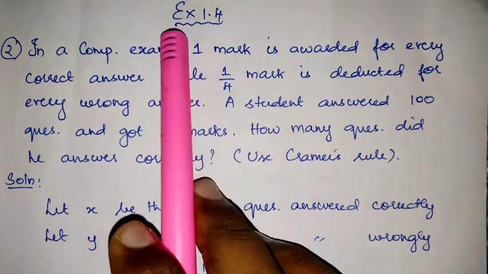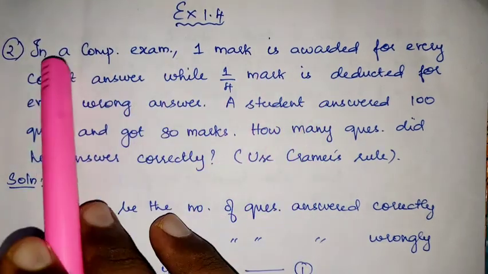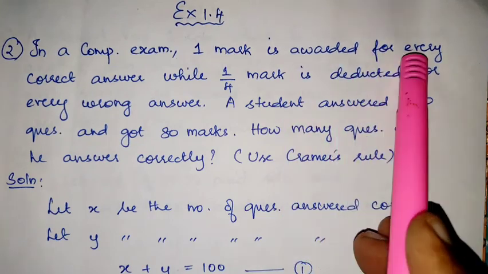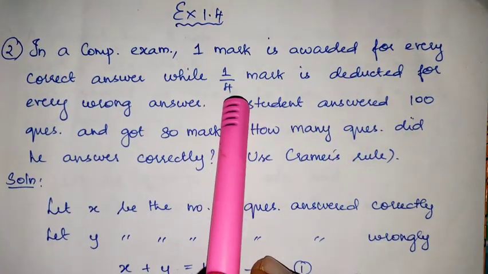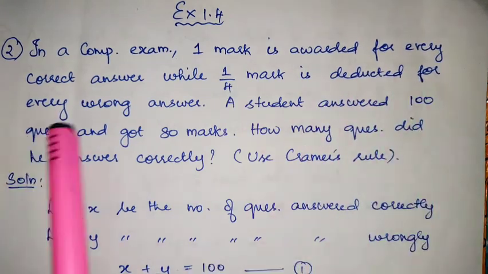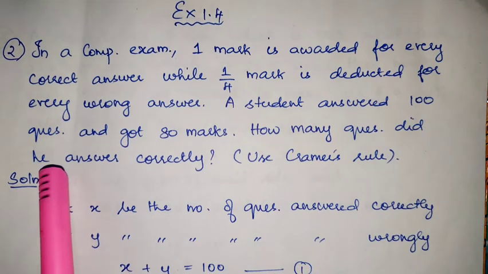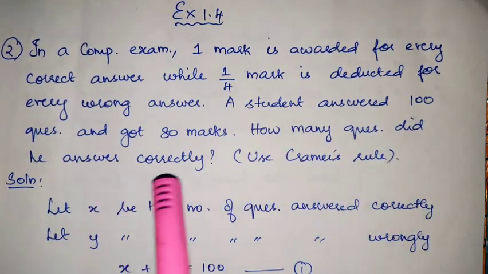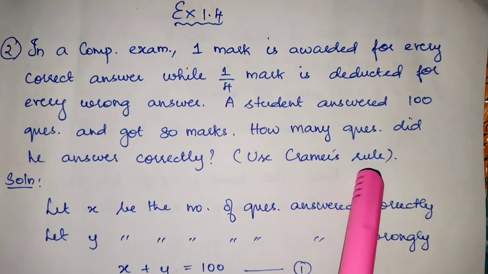Now exercise 1.4, sum number 2. In sum number 2, in a competitive examination, 1 mark is awarded for every correct answer, while 1 by 4 mark is deducted for every wrong answer. A student answered 100 questions and got 80 marks. How many questions did he answer correctly? Using Cramer's rule, we have to find the solution.